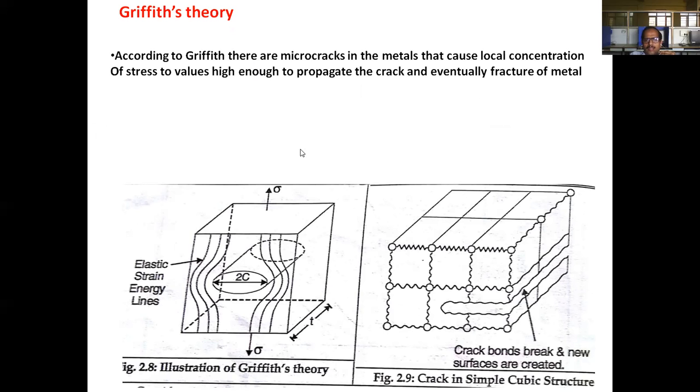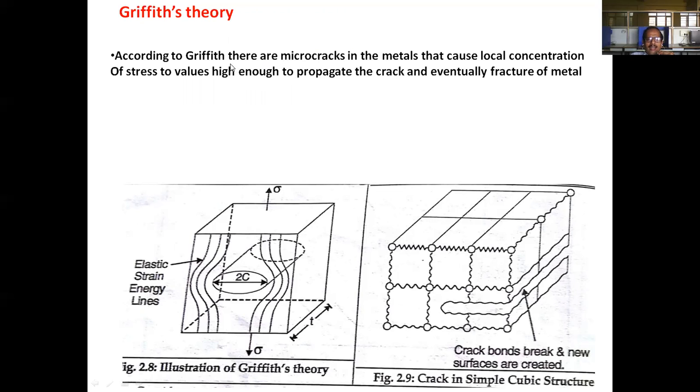According to Griffith, what he proposed is that there is a possibility of having micro cracks inside the material, while it's non-critical. So material is never perfect. There are defects. Theoretical calculation of glass or any material is based on the consideration that there is no defect at all. But when we go on manufacturing any component out of material, micro cracks are always there.